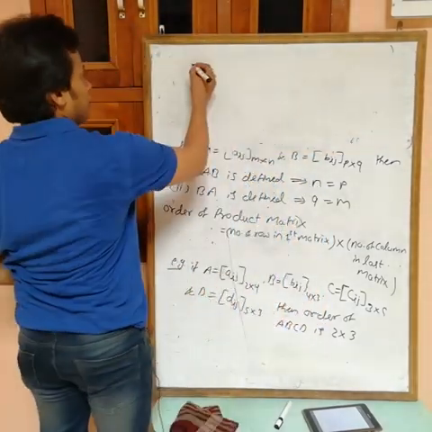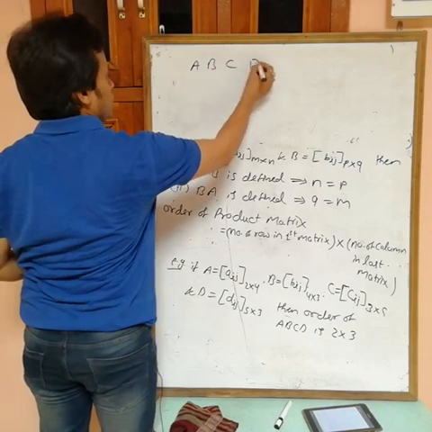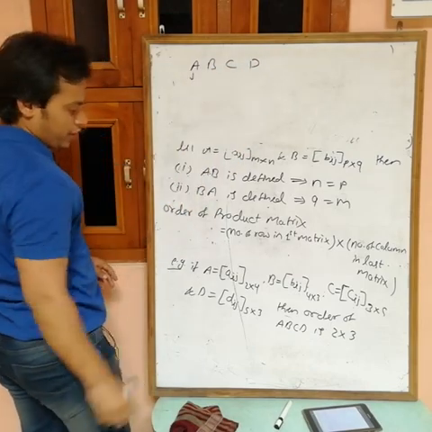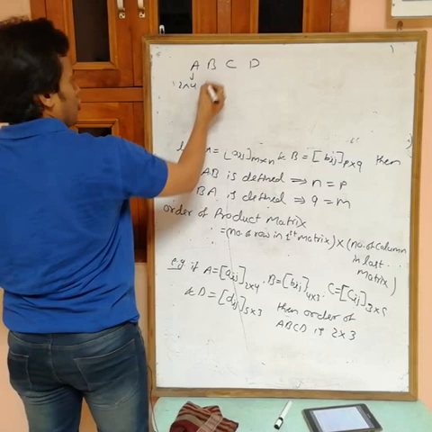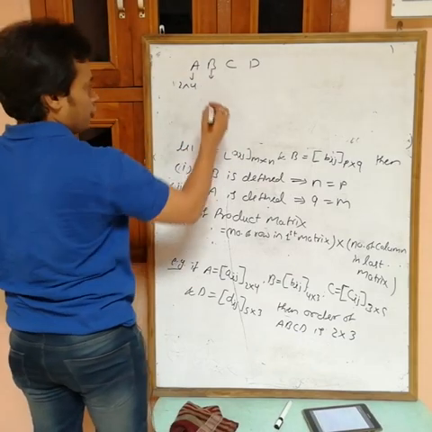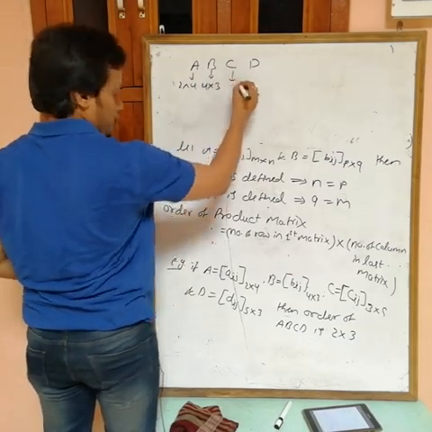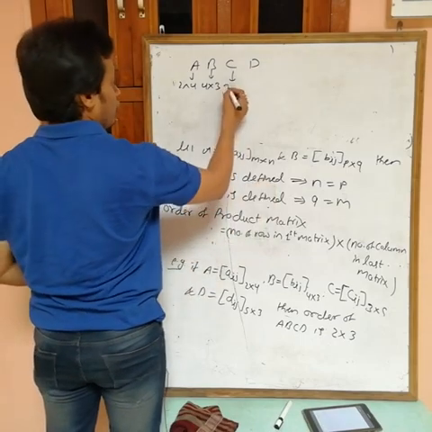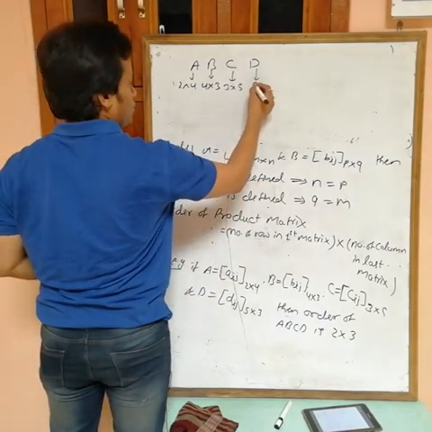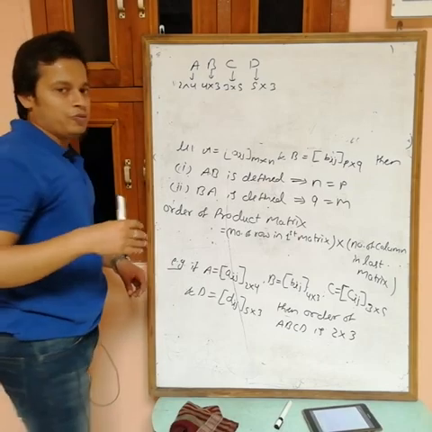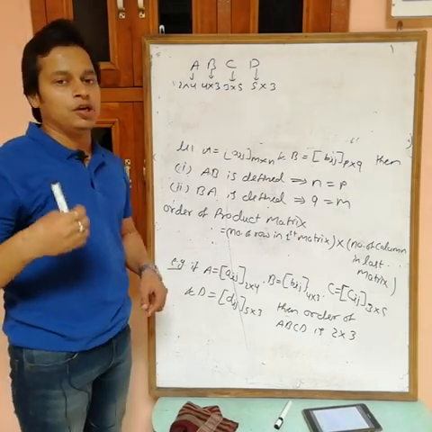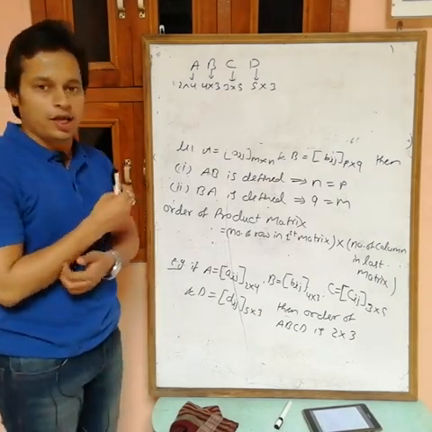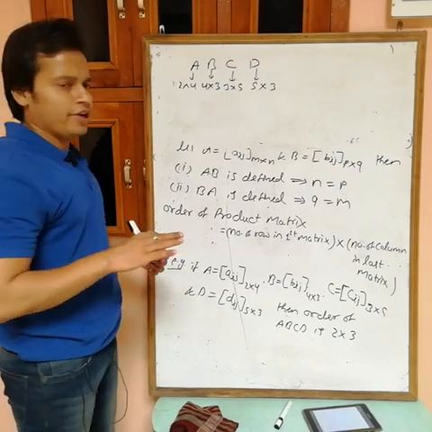Here we want to multiply A, B, C and D. Order of A is 2×4, order of B is 4×3, order of C is 3×5 and order of D is 5×3. So we want to find A into B into C into D. At a time we can multiply any two matrices. Simultaneously we can't multiply all.